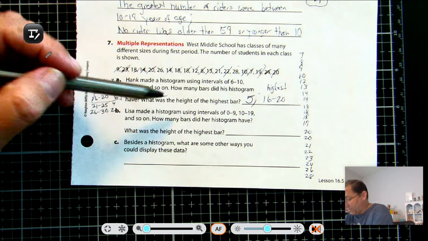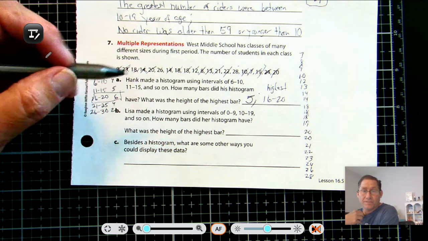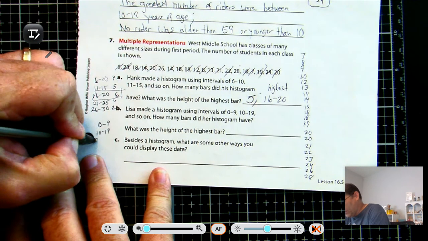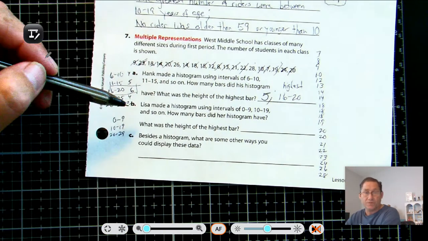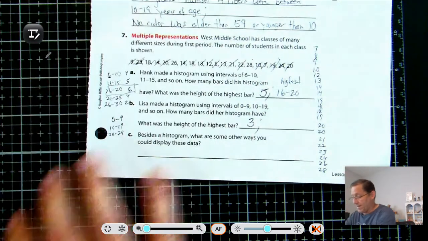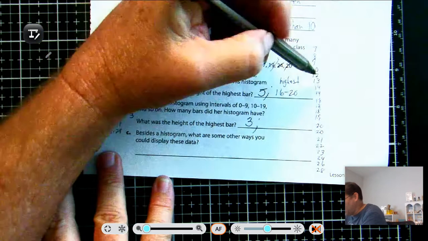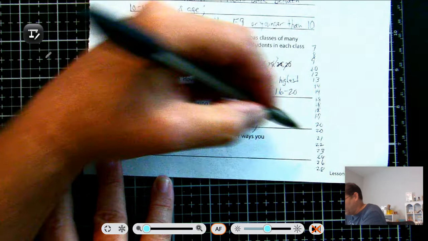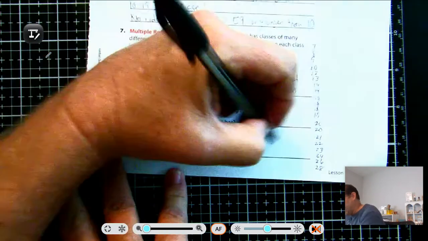Lisa made a histogram using intervals of 0 to 9, 10 to 19, and so on. How many bars did her histogram have? 0 to 9, 10 to 19, 20 to 29. So that would include all the data points right there. So hers would have 3. And which one would be the highest on hers? 10 to 19.